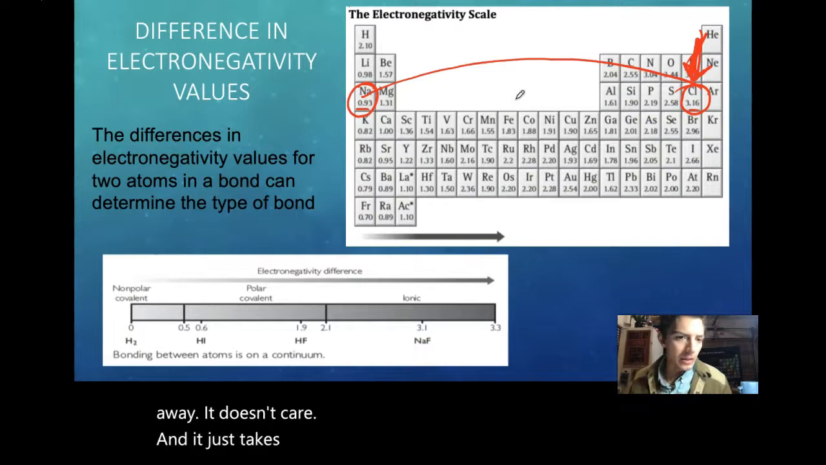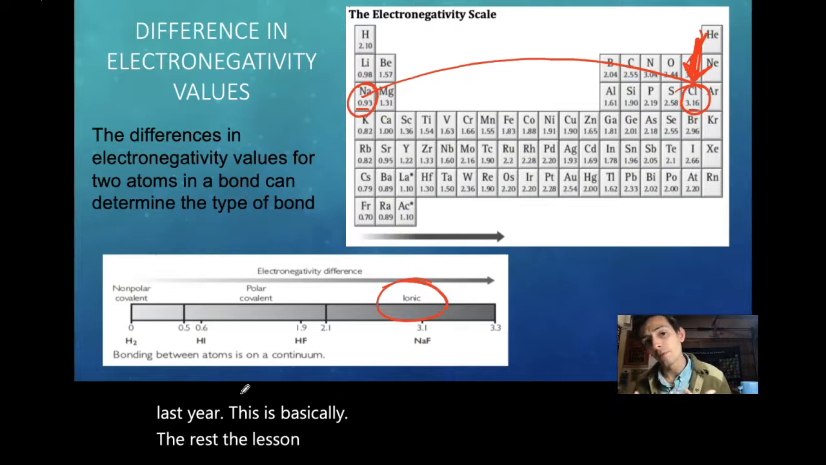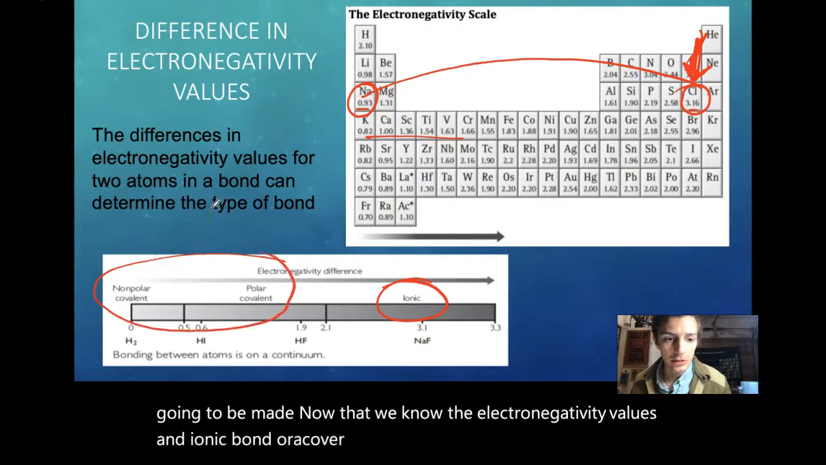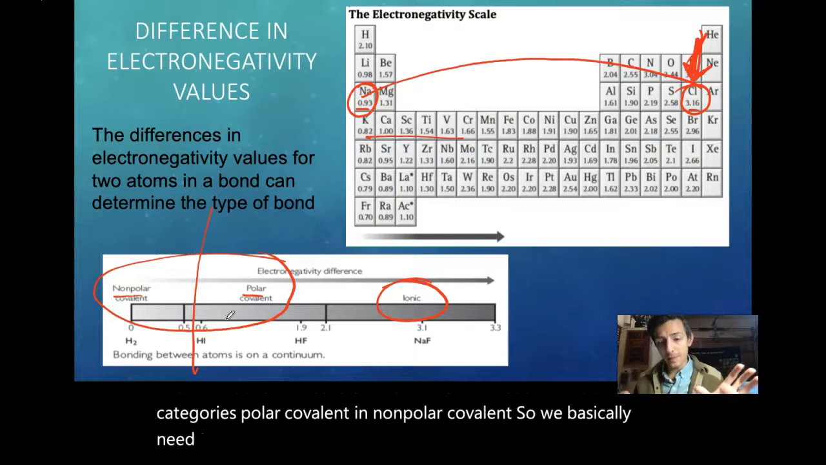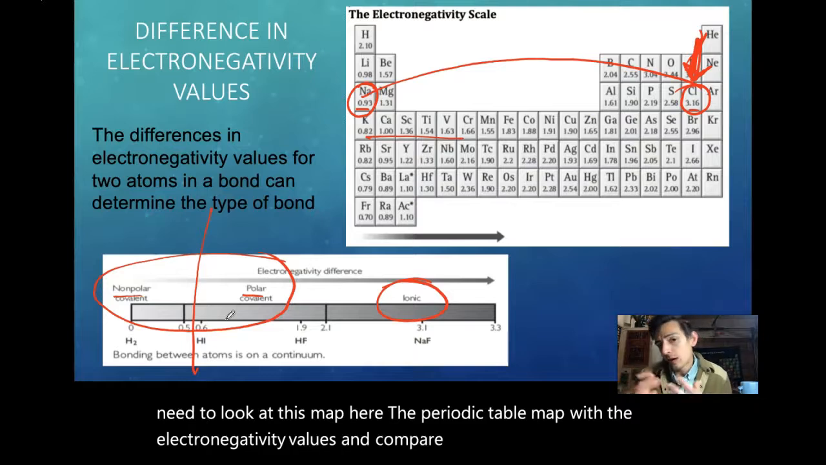And then we learned a lot about ionic bonds last year. This is basically the rest of the lesson, is trying to figure out what type of bond is going to be made now that we know the electronegativity values. An ionic bond or a covalent bond, and you'll see there's two subcategories, polar covalent and nonpolar covalent. So we basically need to look at this map here, the periodic table map, with the electronegativity values and compare them to see what kind of bond we are going to get.